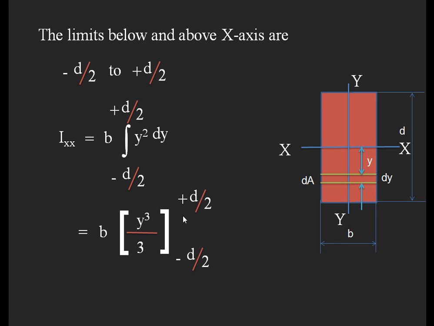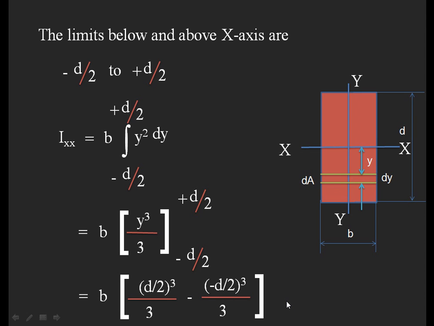So now we would like to apply these limiting values. Okay, how can we apply? This top limit value is substituted in place of y, minus the bottom limit value substituted in place of y. So how can we represent? b into d by 2 whole cube by 3 minus minus d by 2 whole cube by 3. Okay, this is the procedure of applying the limits to the equation.